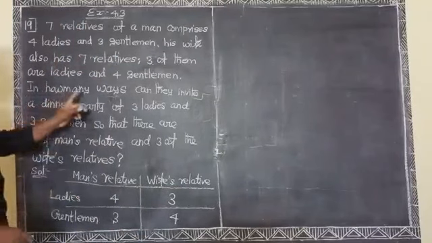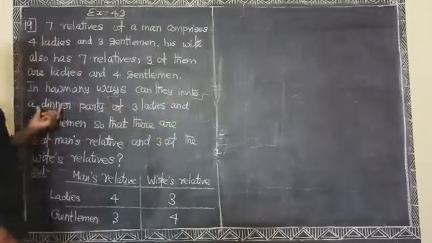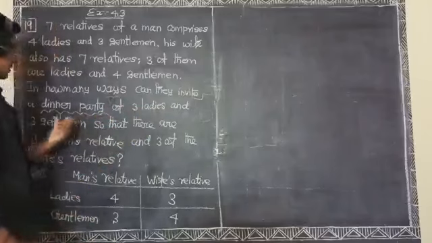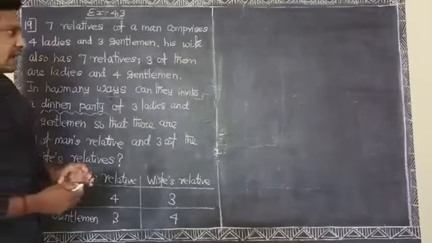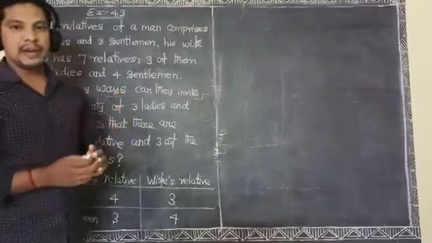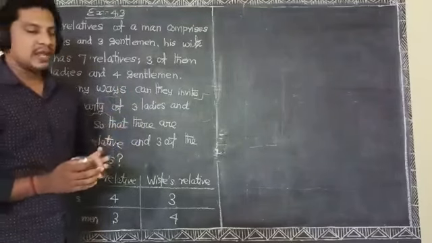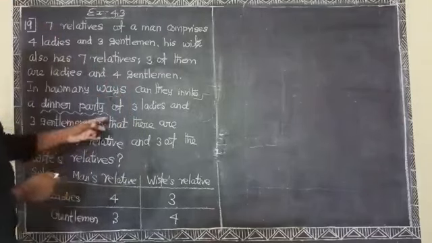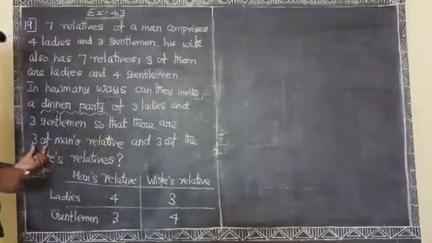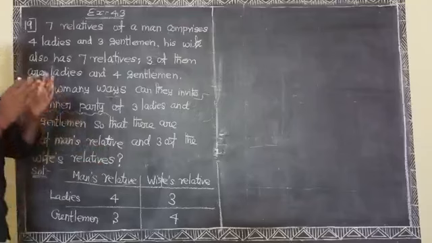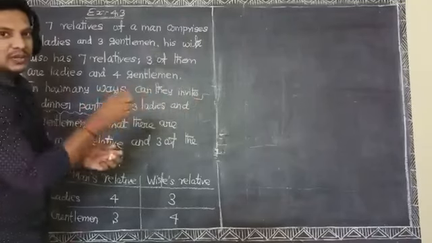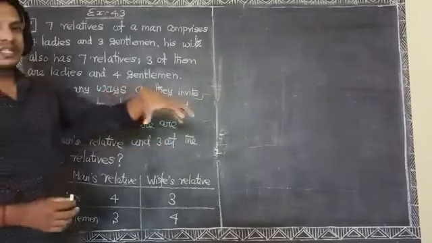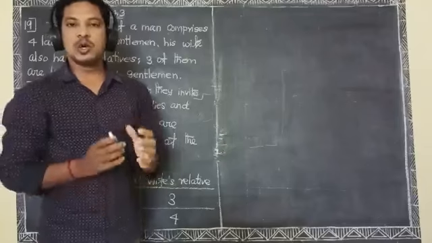Here, in how many ways can they invite a dinner party of 3 ladies and 3 gentlemen? They arranged a meeting, that is a dinner party, totally 3 ladies and 3 gentlemen. Show that there are 3 of man's relative chosen, and 3 of the wife's relative chosen. Then the total number of ways.